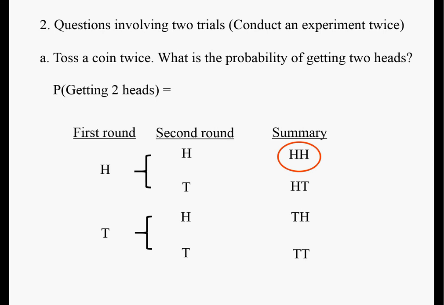Therefore, the probability of getting 2 heads is: the total number of possible outcomes that you can possibly get, that is 4, and that is used as the denominator. And also the number of outcomes that we are interested in, and that is 1. So the probability of getting 2 heads is simply 1/4.